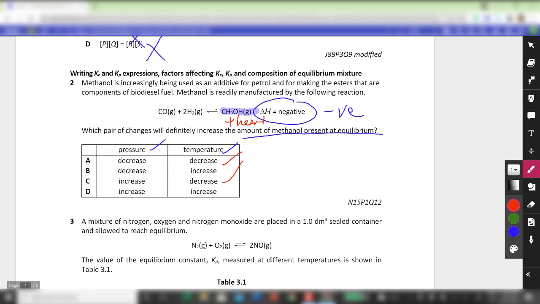So in this case, I will need to choose either option A or C. Okay, then why do I decrease the temperature? Because if I decrease the temperature, the position of equilibrium will shift forward so as to partially offset the removal of heat which I subject the system into. So in this case, it will try to generate more heat by producing more methanol.